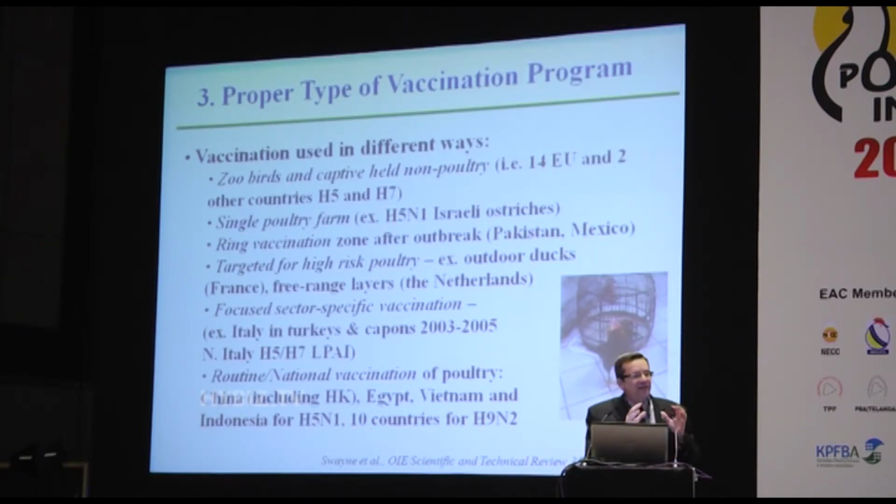Also, you have to use the right kind of vaccination program depending on the local situation. Here I've listed different types of vaccination programs that have been used with avian influenza, ranging from vaccinating zoological birds, to individual farms, to ring vaccination, to targeting high-risk poultry, to sector-focused vaccination. For example, in Mexico right now with H7N3, they're focusing vaccination on layers, where most of the outbreaks are occurring. And the final is routine national vaccination, which is what began originally in China, Egypt, Vietnam, and Indonesia, although that has been refocused from being nationwide to being more sector-specific vaccination.